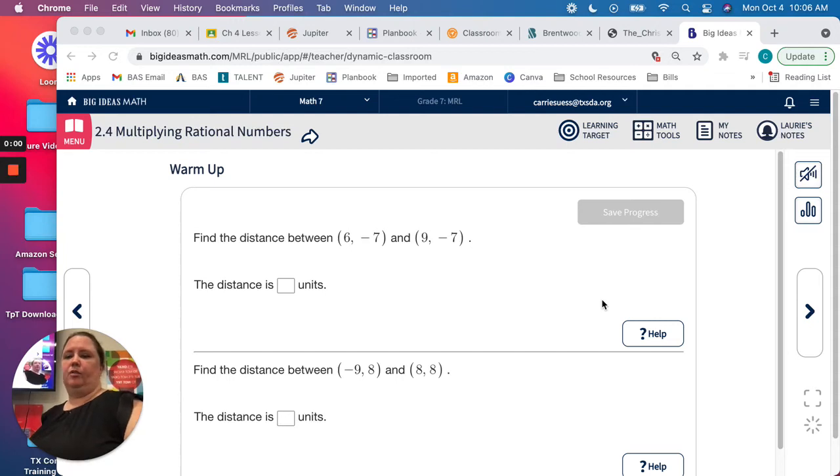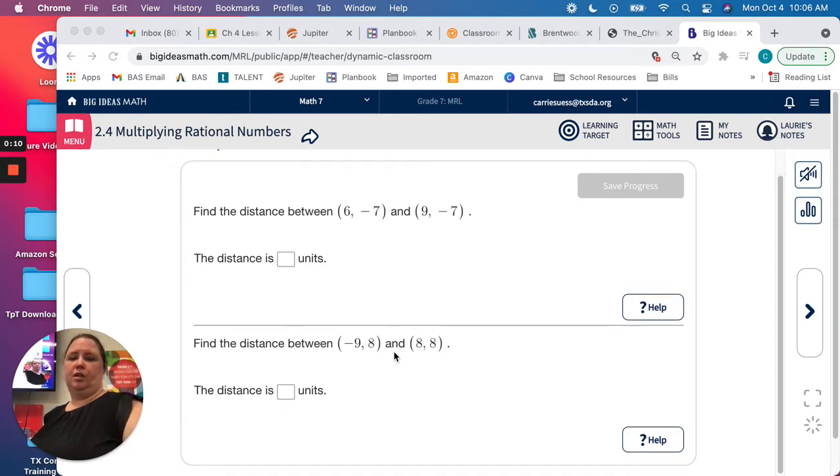You are doing lesson 2.4 warm-ups. There's two of them. You can see them here on the screen. You're finding the distance between 2 points on a graph.